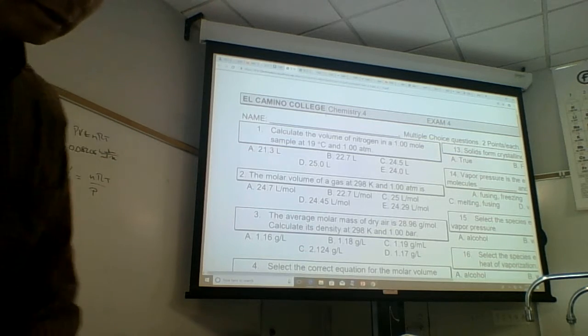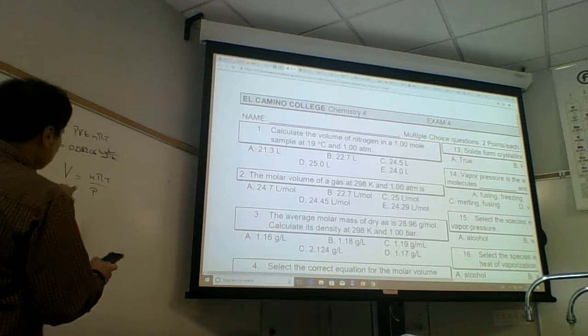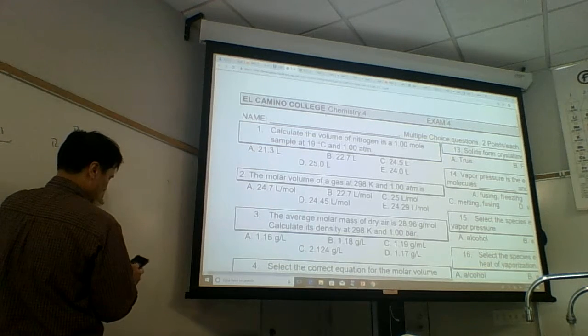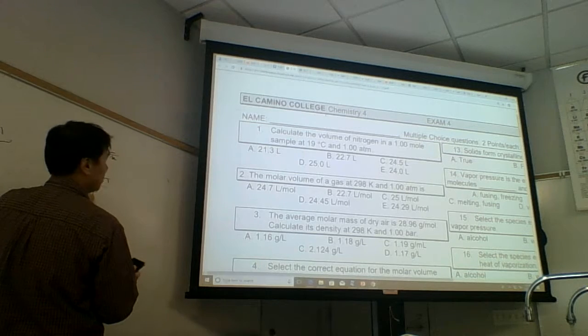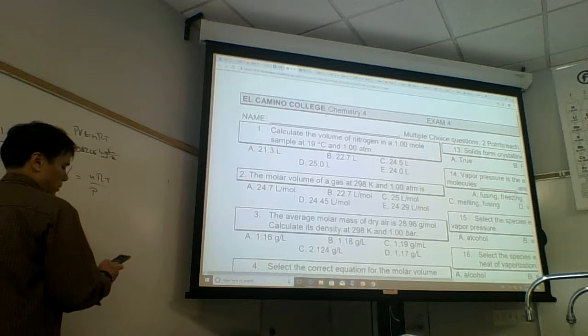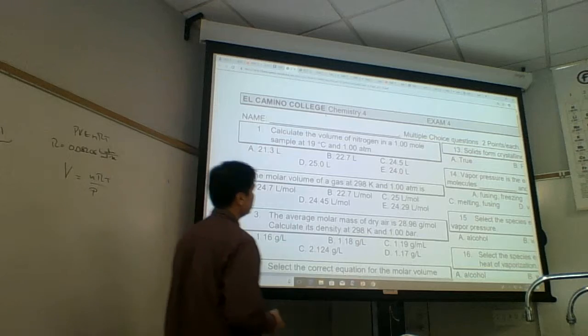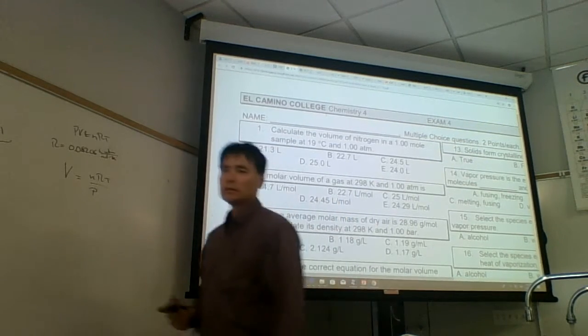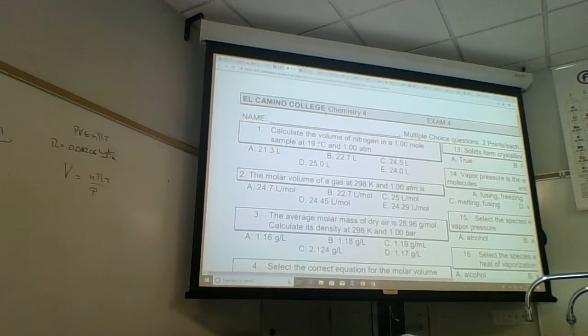So what's the answer here? So 1 times 0.08206 times 292 divided by 1. 23.96. 23.96 would mean E. Correct answer. This E.